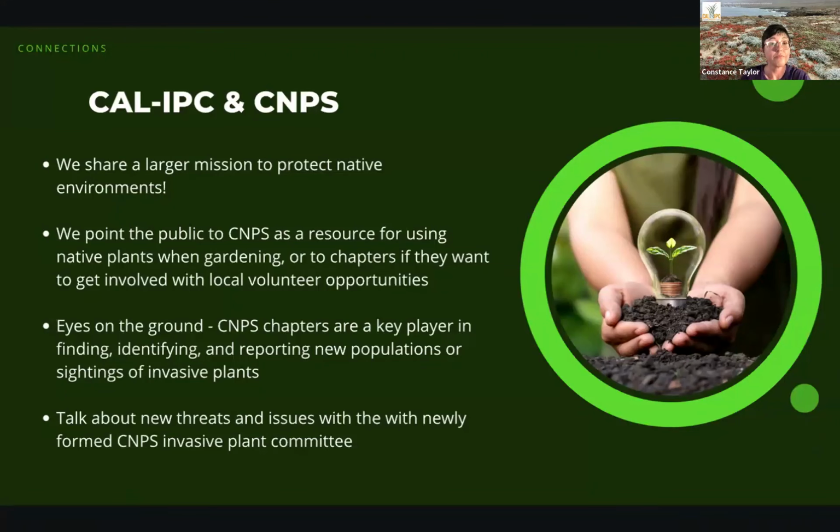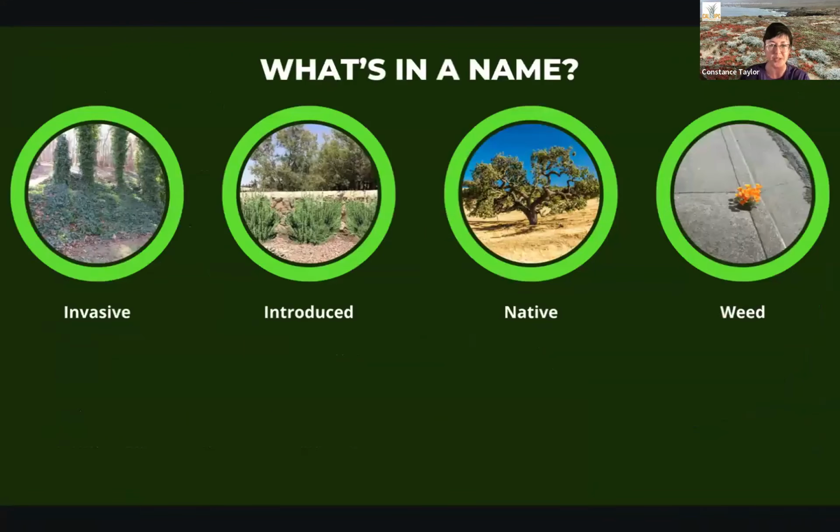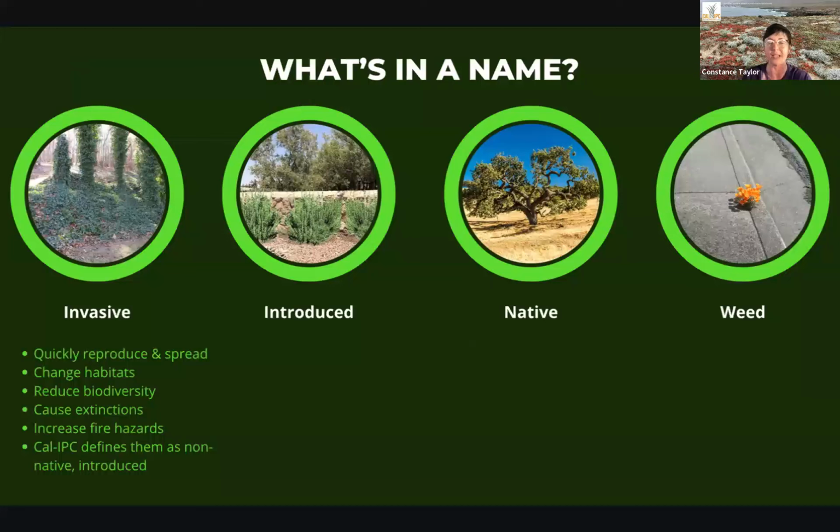Thank you. So as we continue in this next 40 minutes or so, I just want to make sure that we are all on the same page as far as how Cal IPC defines these terms. So invasive plant. What is an invasive plant? This picture here is of some English ivy climbing up some trees.